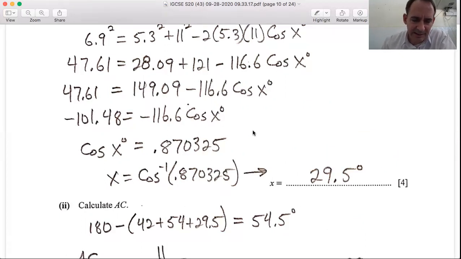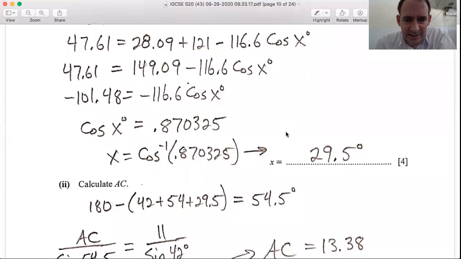Divide both sides by that negative 116.6. That is what undoes the multiplication. The opposites divide, and you get cosine X equals 0.870325. And then take the inverse cosine of that and you get 29.5 degrees.